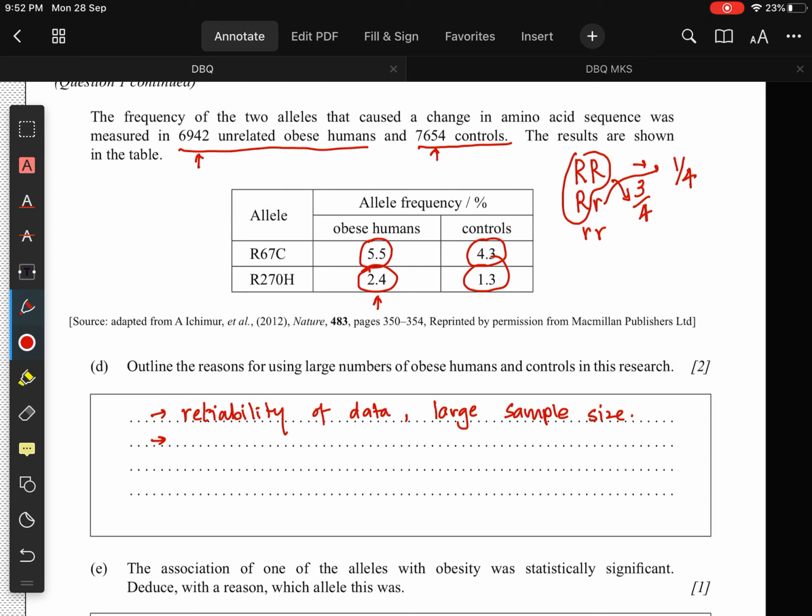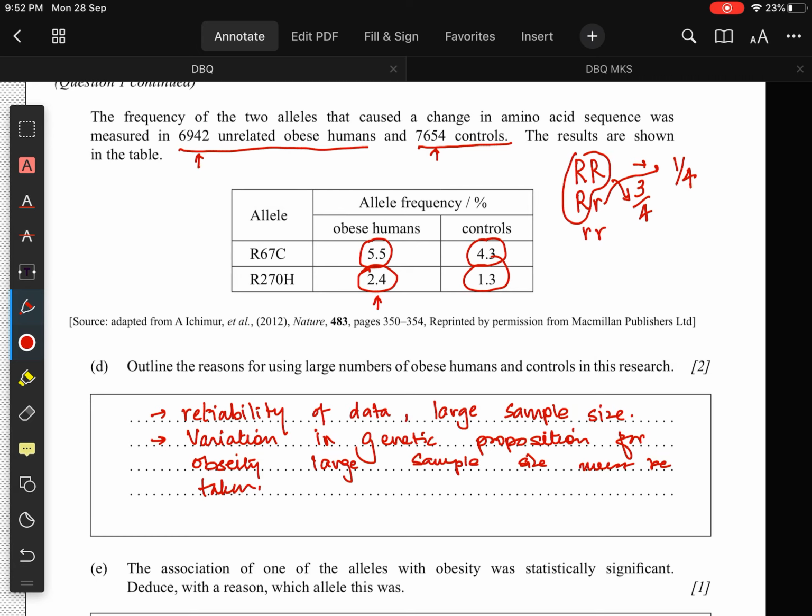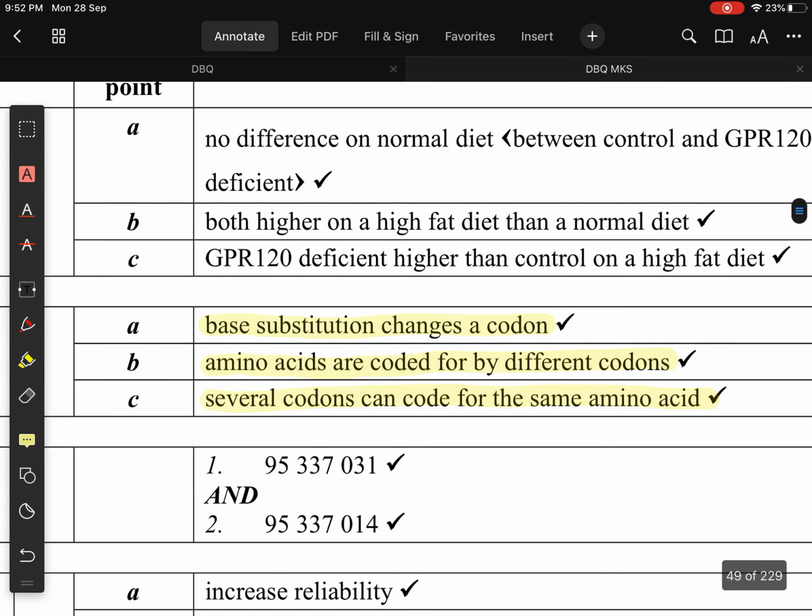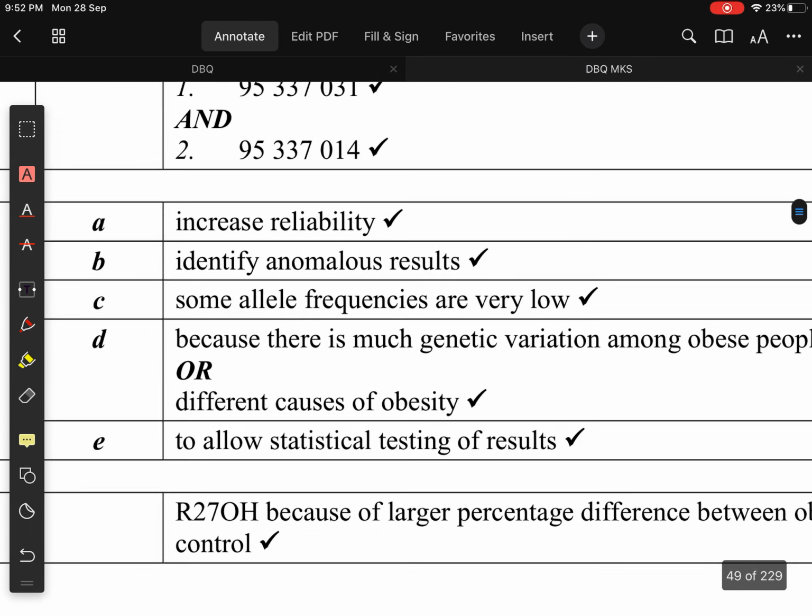But in this case, especially the obese, there's a variety of reasons that can lead to obesity in humans. So because of the variation in genetic proposition for obesity, a large sample size must be taken. Understand? So I'll show you. These are symbol 1. All other things increase reliability.